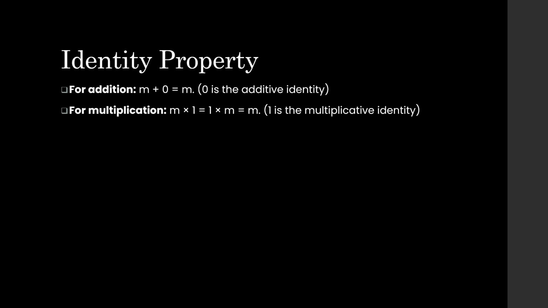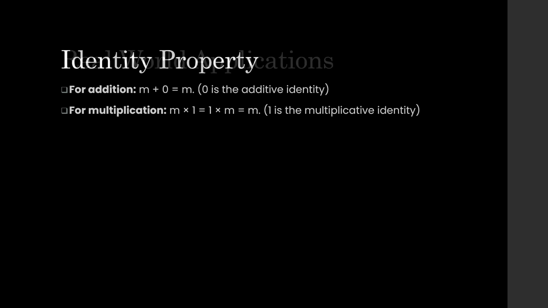Similarly, if I multiply 5 with 1, again I am going to get the same answer, 5. So 1 is known as multiplicative identity. That means if you add 0 to any number, you will get the same answer. If you multiply 1 with any number, you are going to get the same answer. That is why this property is known as identity property. I hope you are clear with all the properties which we have discussed today.